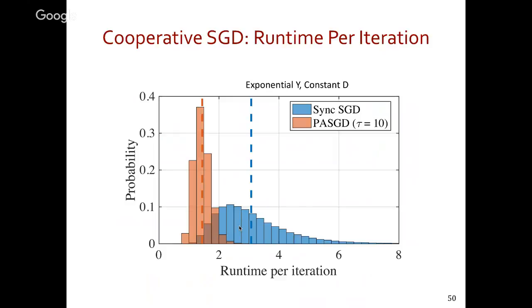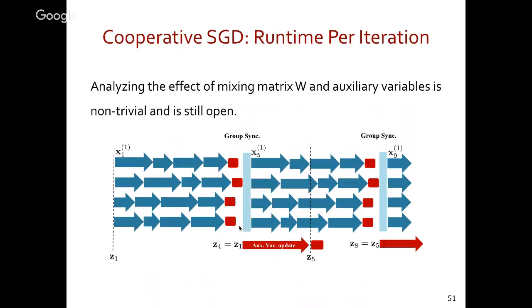And then, is there a hit that you take on the error because of the red thing you're doing? Yes, we do take a hit on the error, and the previous analysis that I showed captures that. The second term of the error that I showed in the previous slide has this tau factor over there. So as tau increases, the error floor becomes worse. Okay, thanks. So this runtime analysis, I'm skipping it for the mixing matrix and auxiliary variable because this is actually non-trivial and it's still open.